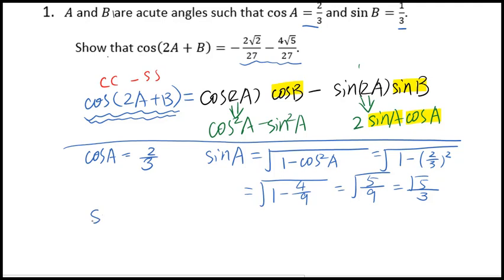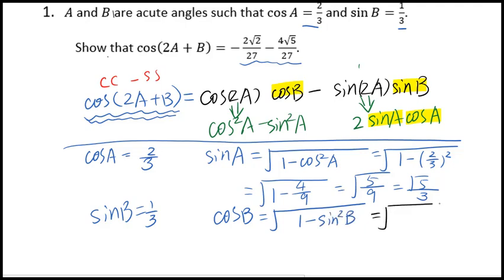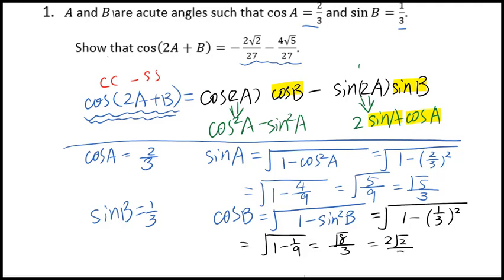So for sine B equals 1/3, you can get the cosine B equals square root 1 minus sine square B. So you will get square root 1 minus 1/3 square. Then you will get 1 minus 1/9, square root of 8/9, which is square root of 8 over 3. Simplify will be 2 square root of 2 over 3.